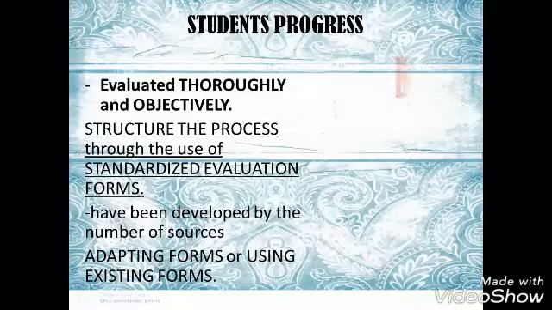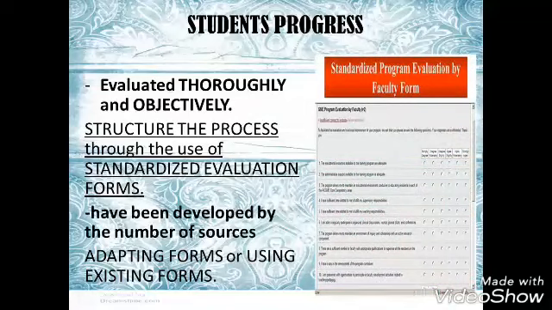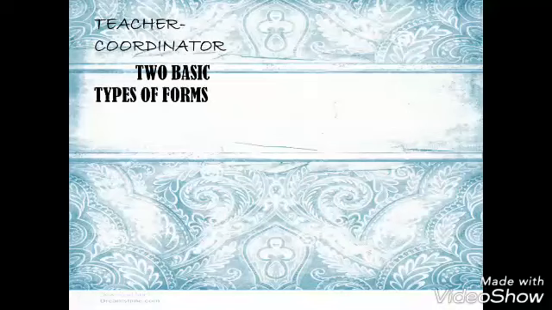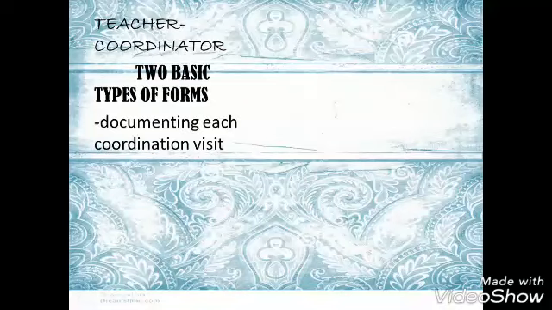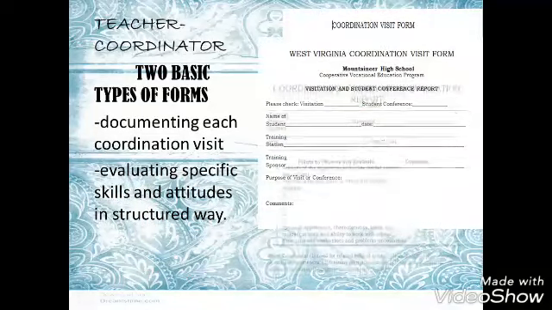Such forms have already been developed by a number of sources, including state departments of education in individual states. Thus, you will probably be adapting forms or using existing forms recommended by your state or school district, rather than developing new forms of your own. You, as teacher coordinator, will need at least two basic types of forms: one for documenting each coordination visit you make, and one for evaluating specific skills and attitudes in a structured way.